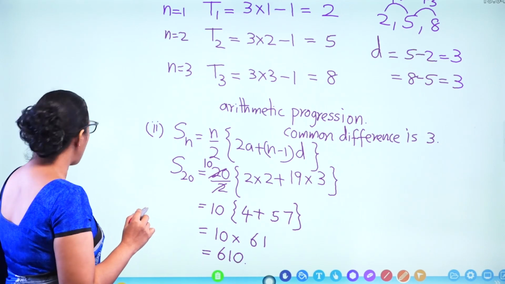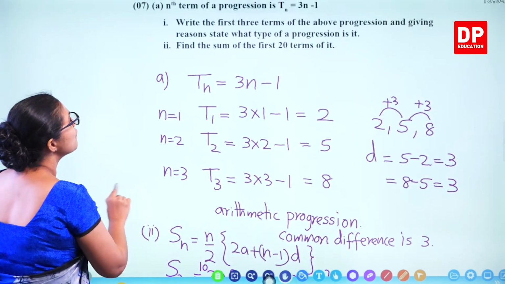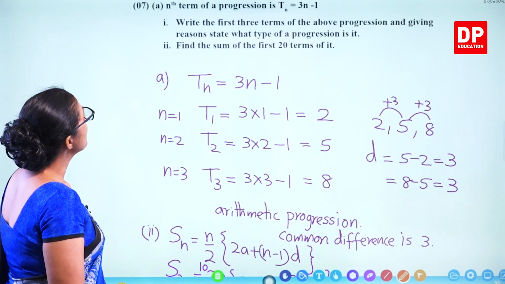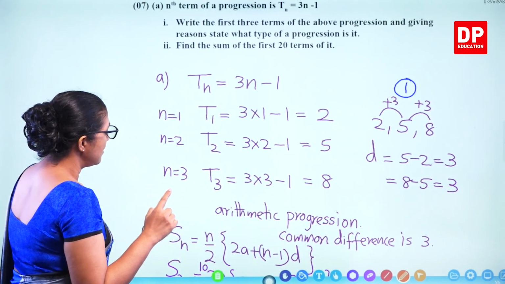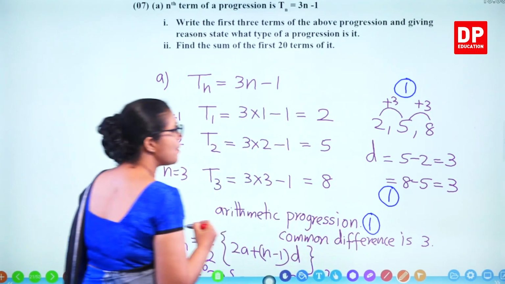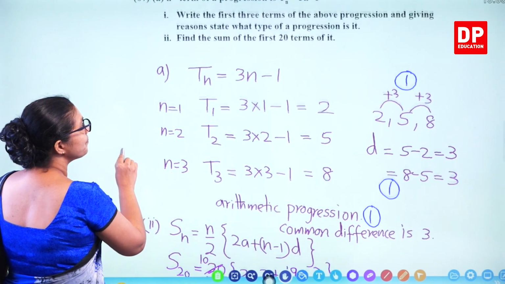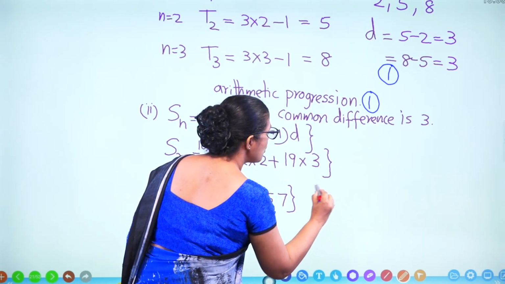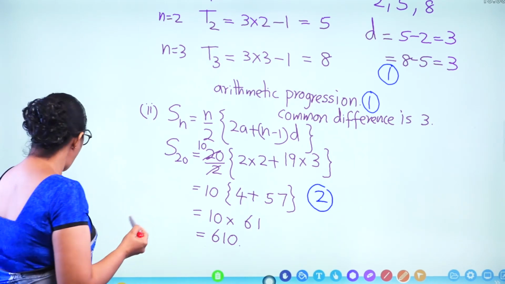So these are the two parts in part A. So how can we give marks now? For the first part, finding 3 terms, you get 1 mark. Then finding that this is an arithmetic progression, 1 mark, and giving the reason, 1 mark. So 3 marks there. And finding the sum, we can give 2 marks, just for substituting into the formula. Altogether 5 marks. Now we can look at part B.